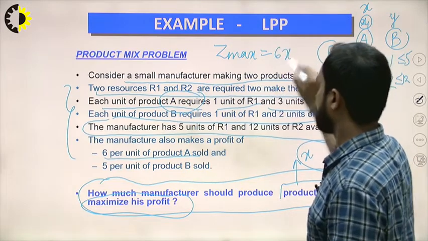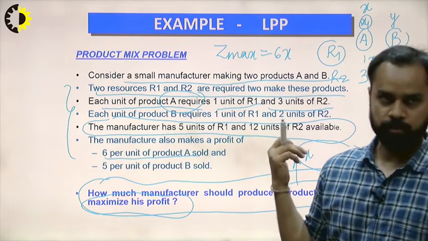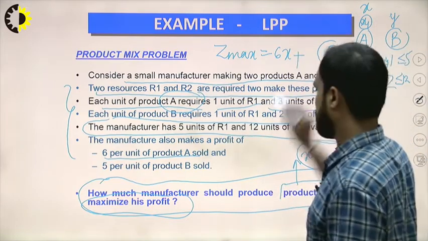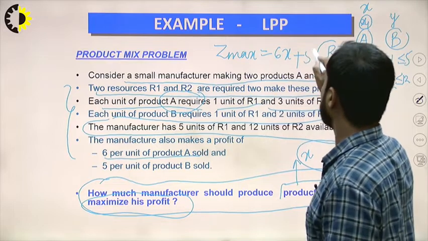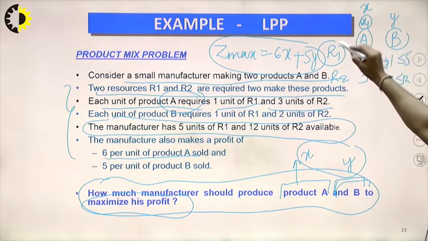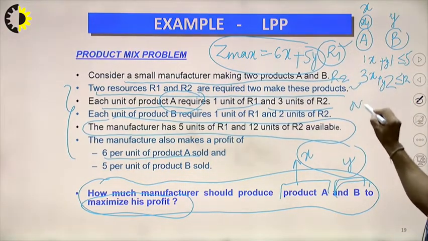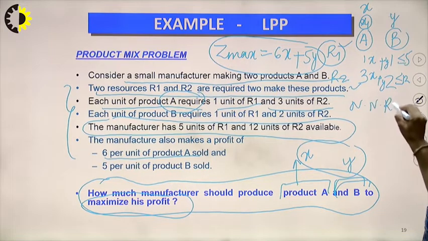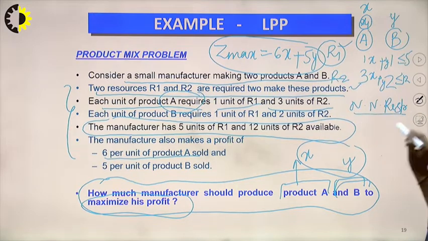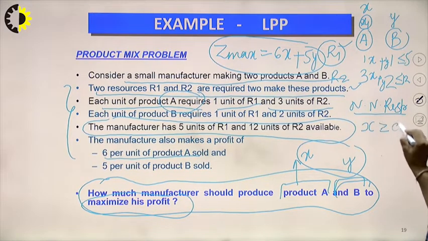So 6x, and we are getting a profit of 5 per unit if we are producing and selling product B, that is, we are producing Y, so that is 5 into Y. So that is the objective function. These are constraint number 1, constraint number 2, and the non-negativity restriction. What is that non-negativity restriction? We have to write that all decision variables are greater than or equal to 0.